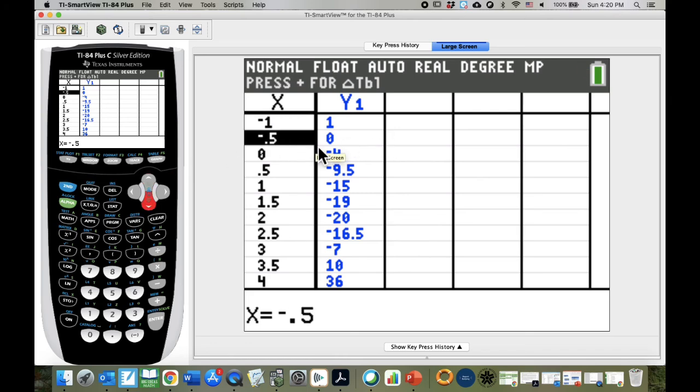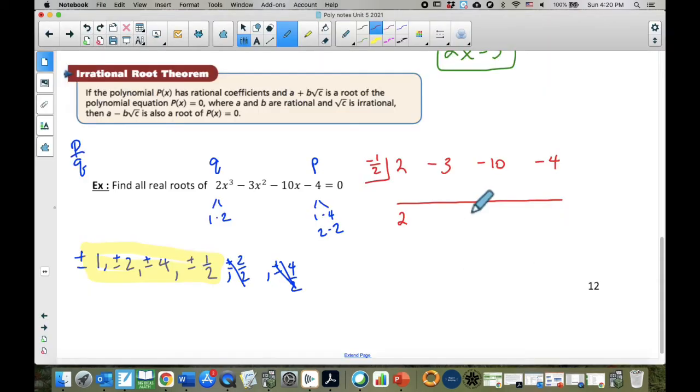But I need to prove that because that's what we do in math. We show our work. So I'm going to go back to my paper. All right, so I'm going to set up my synthetic division with 2, negative 3, negative 10, negative 4, and a negative 1/2 here in the corner because that was my 0. Bring down my 2. Negative 1/2 times 2 is negative 1. That's negative 4. That's a positive 2. That's a negative 8. That's a positive 4. And a remainder of 0.